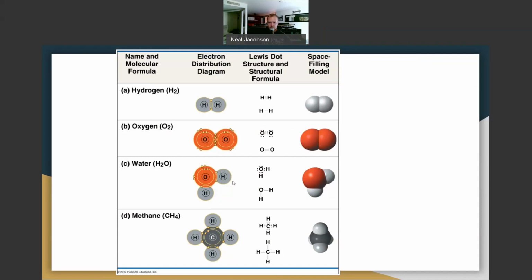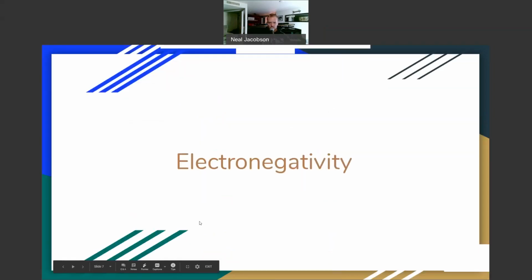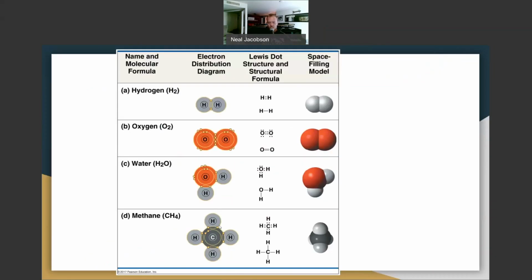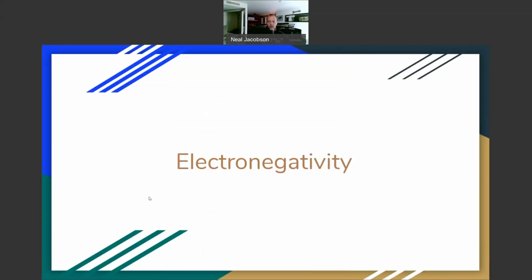Water, same idea. Two hydrogens join up with oxygen to give it its full valence of 8. Methane, like I said, carbon has 6 action figures. Whoops, sorry. Carbon actually has 4 action figures, so it needs to make 4 more bonds, and so it'll do that with hydrogen, and that's how we get methane. And so we'll see these a lot. We won't see hydrogen that much, but we'll see water, oxygen, and I'll use methane quite a bit in the future. So electronegativity, what is it?